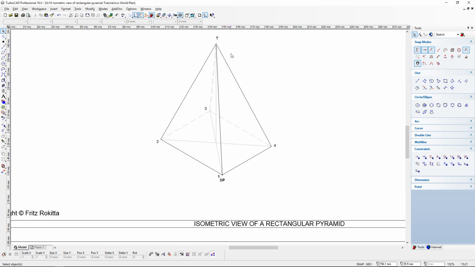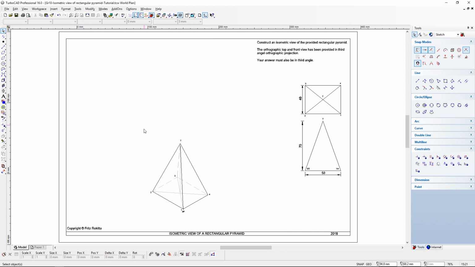That concludes the construction of an isometric drawing of a rectangular pyramid, given the information from an orthographic 2D drawing.